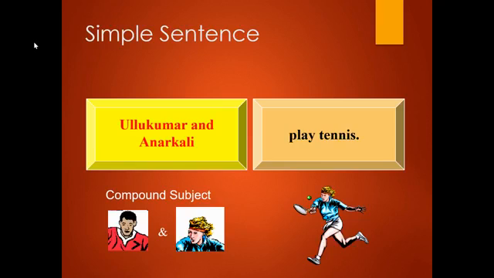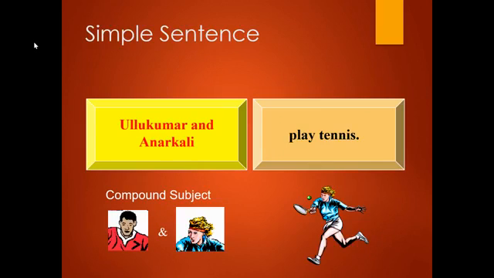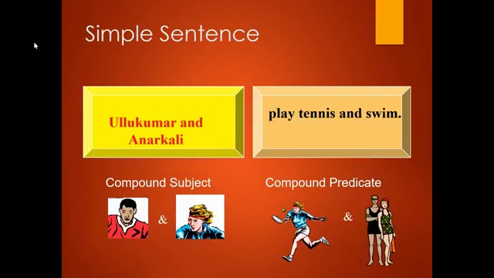If it had been a double subject, it would have sounded like this. Ullu Kumar plays tennis, but Anarkali loves baseball. So that is how it works. A simple sentence with a compound predicate, right? Over here it's a compound subject क्योंकि दो लोग हैं. Ullu Kumar and Anarkali play tennis. Ullu Kumar and Anarkali play tennis and swim. So it is a compound subject and a compound predicate.